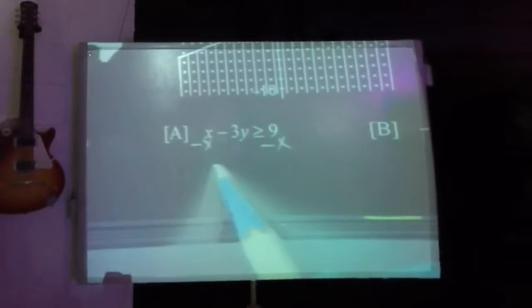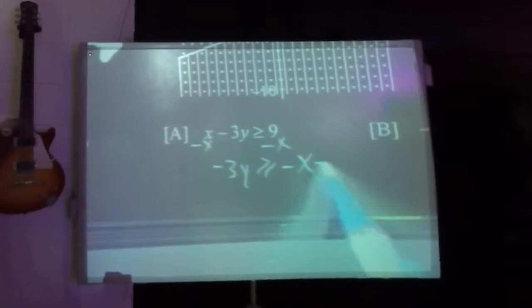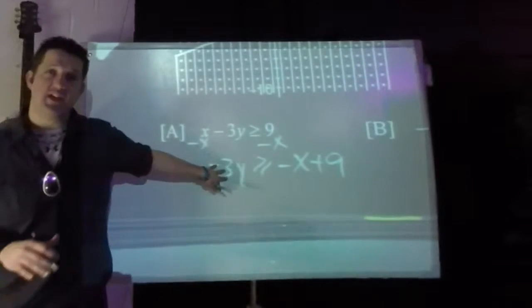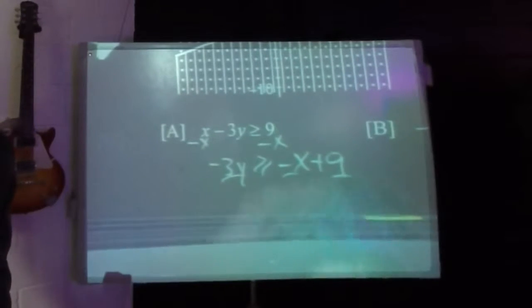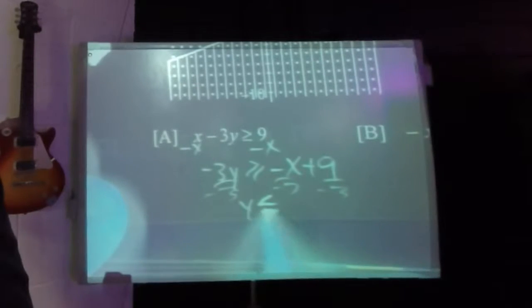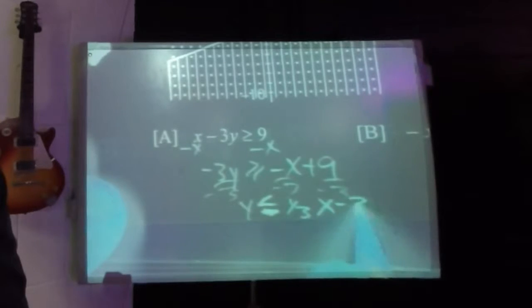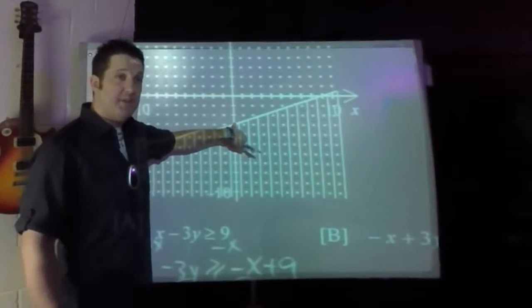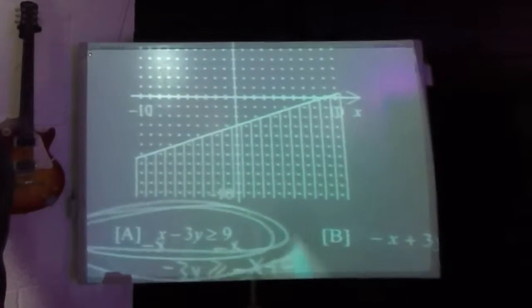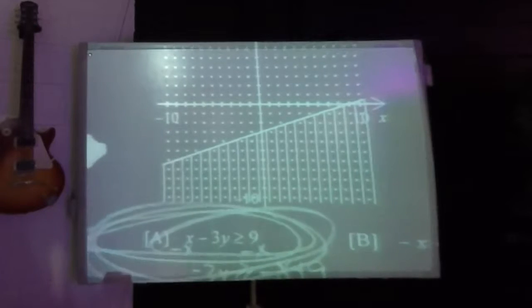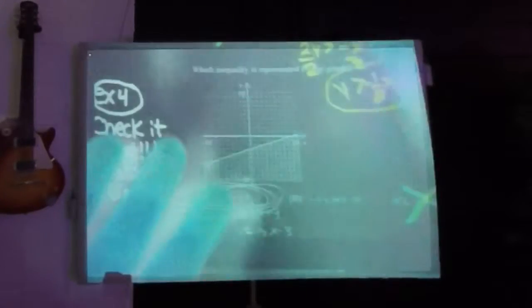Just like before. Now you got negative 3y greater than or equal to negative x plus 9. And finish by dividing that coefficient off, which will do what with our sign? We'll flip it. And you get y less than or equal to 1/3 x minus 3. Crossing at negative 3. Go up 1 over 3. That's the line. So that's it. And we're shading below. So A is it. Feel pretty good about that one? Yeah. Should be pretty easy.